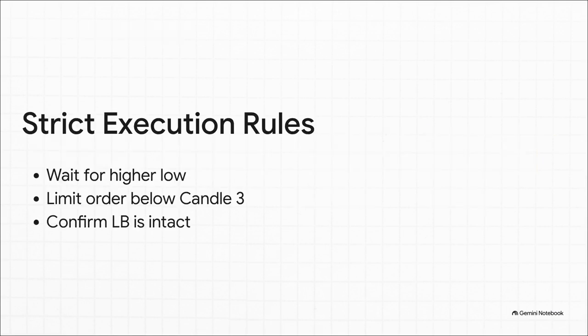Now, you've got to be disciplined because the execution rules here are incredibly strict. First off, you have to wait for Candle 3 to print a higher low. Do not try to catch a falling knife by just jumping in blind. Let Candle 2 form your liquidity block, and then just wait. You place your limit order precisely below Candle 3, and this is crucial. You have to confirm that the underlying liquidity block is still perfectly intact. If it holds up, you just sit back, let Candle 4 spike down, and tag you in.